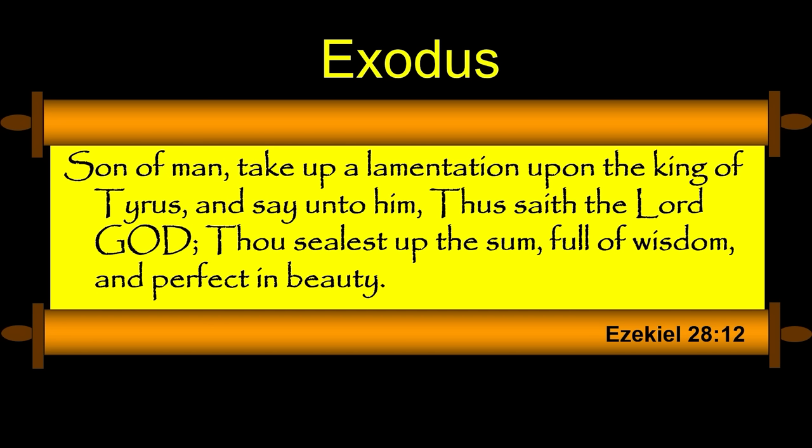But in any case, in Ezekiel 28, we have such a passage where it's an address to the king of Tyre that gives rise to a passage aimed far beyond the king of Tyre. Let's pick it up about verse 12. Son of man, a title that Ezekiel uses of himself, or the Lord uses of him. Take up a lamentation upon the king of Tyre and say unto him, thus saith the Lord God, thou sealest up the sum, full of wisdom and perfect in beauty. Slightly unfortunate translation. What it really means is you are the ultimate consummation of all wisdom and beauty.